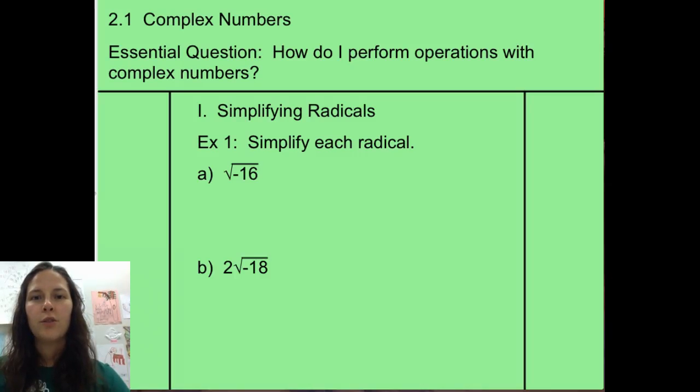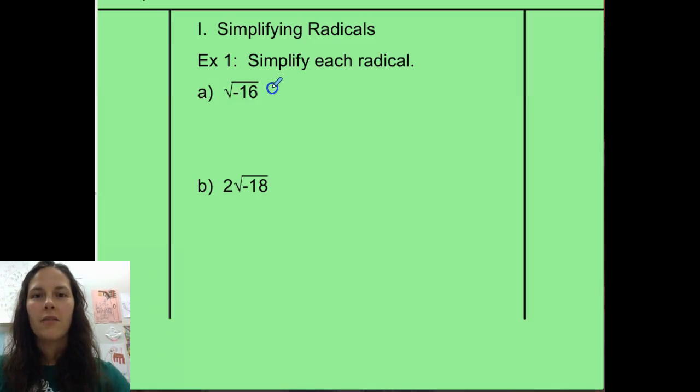We're starting off Unit 2, which is our polynomial unit, with a look at complex numbers. Our essential question is looking at how we perform operations with complex numbers. First of all, as you know, you can't take the square root of a negative number and get a real value. So what we do is factor out the negative.